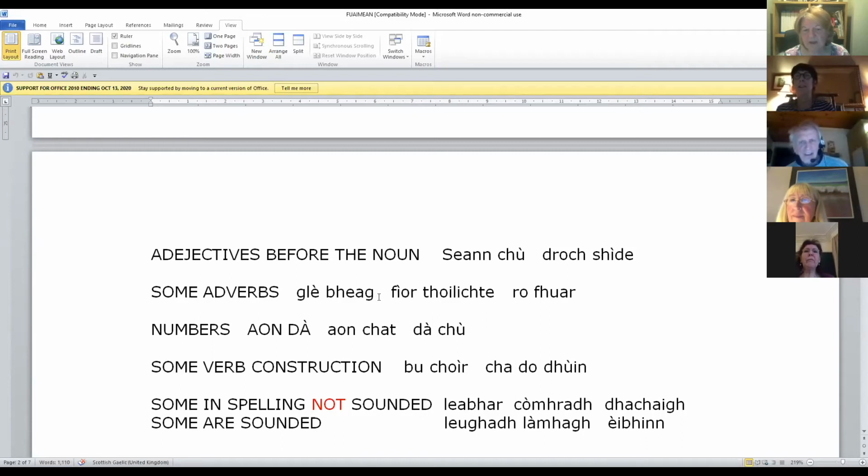Glè mhath, and fìor thoilichte. Very happy. Fìor thoilichte. And ro-mhath. Again, your FH has disappeared. So what does the word fìor mean? Very, as well as glè. Yes, fìor, it's really, really happy.